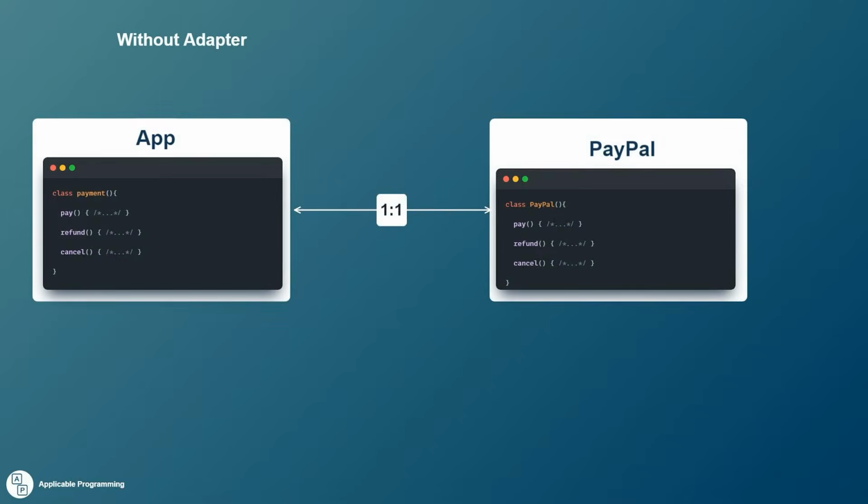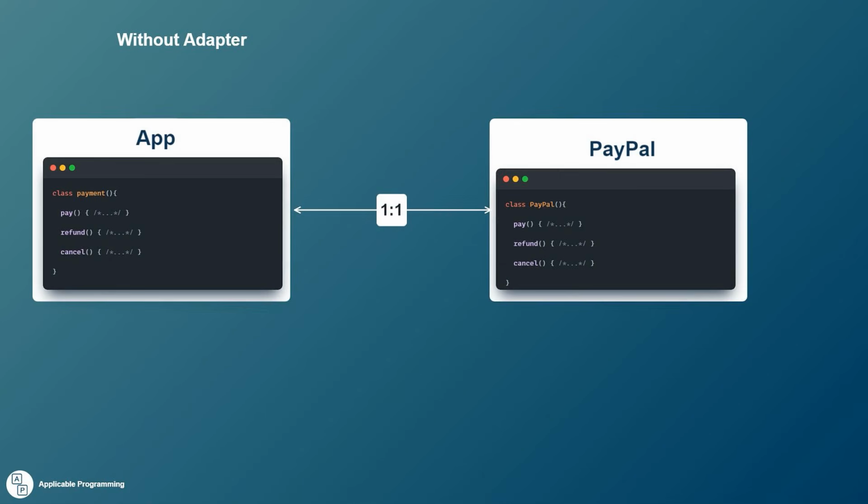Say we have a website with some payment integration in it, like Stripe payment. And we've built our entire app to work the same way as Stripe is working. So all our methods are the same, like pay, refund and cancel. And everything is great because we are mapping one-to-one the relation between our application and the PayPal API.